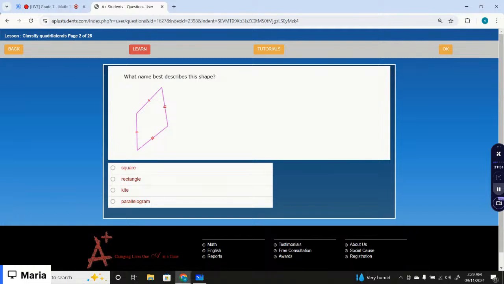What name best describes this shape? Square, rectangle, kite, parallelogram. Which is the correct option? The correct option is kite it is.